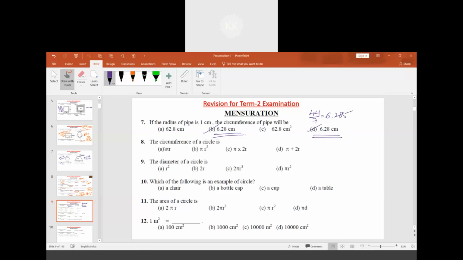The circumference of circle is given by 2 pi r, option C, sir. Pi into 2r, which is 2 pi r. The diameter of the circle is 2r, option B.